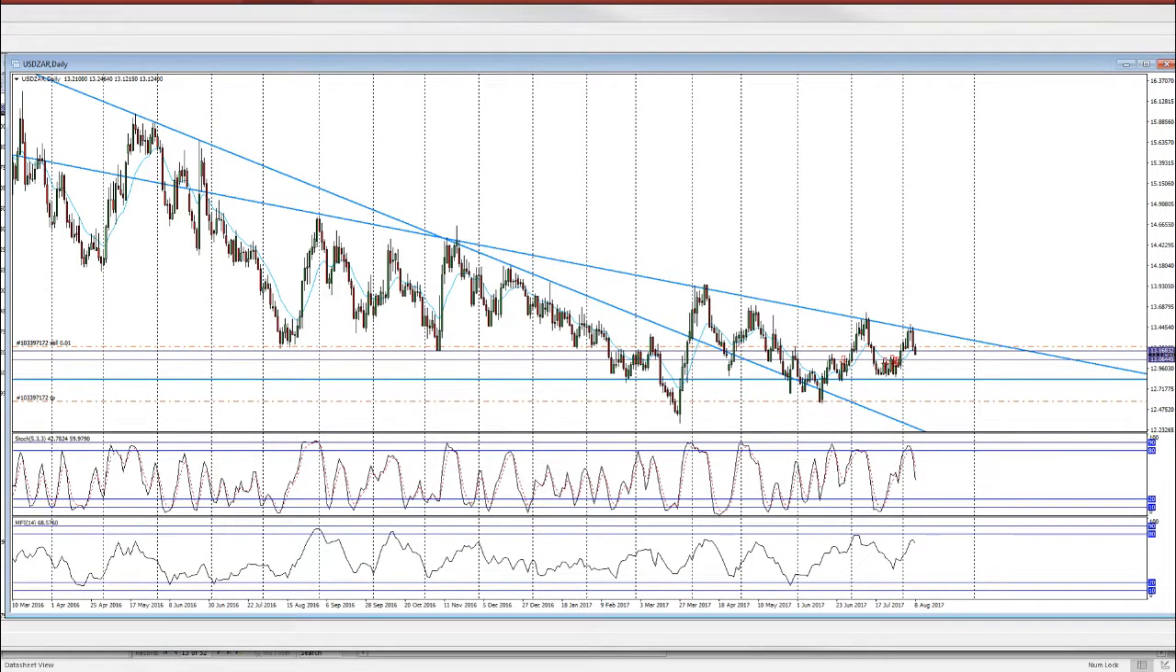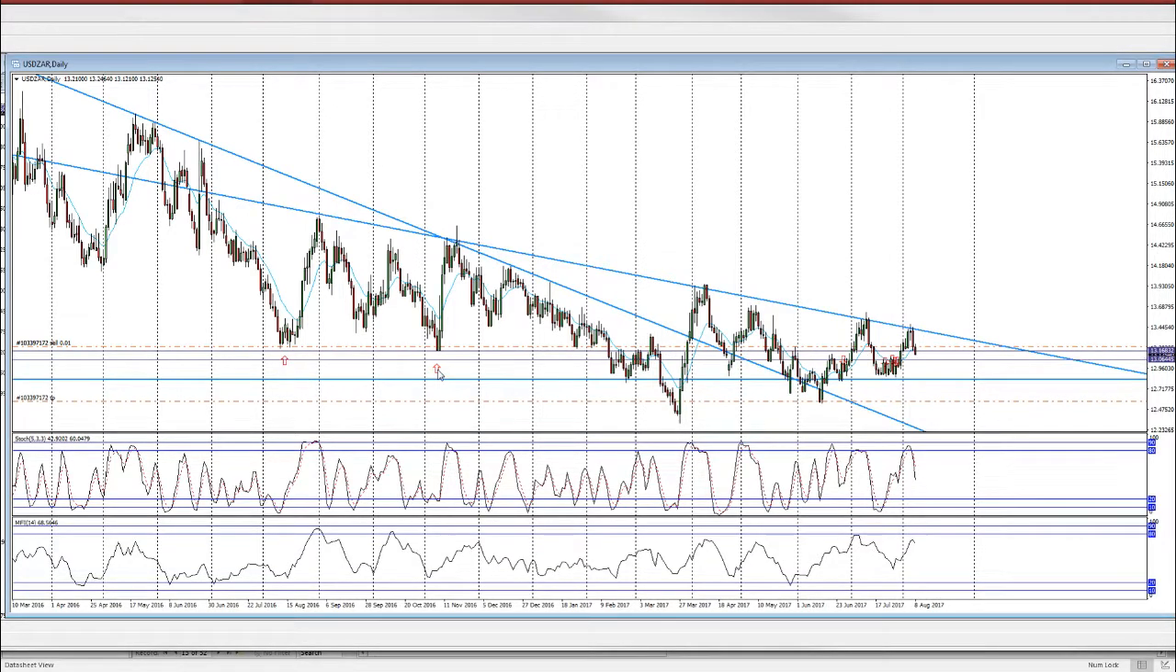So if you have a look on this daily chart, let me just throw up a few other arrows. Let's have a look at the arrow up here. We have a look at this position here. We've got a strong support area on this level, followed by another very strong support level.